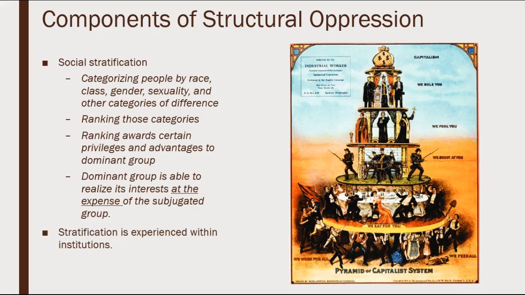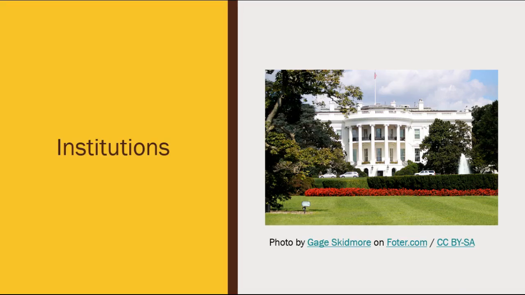And stratification is experienced within institutions. And I want to take a little time to explain what institutions are. A common misconception about any of the quote-unquote isms that exist in our society, such as racism, heterosexism, and classism, is that they are personally held beliefs. That is, many people think of these terms as personally held biases against a particular group. So, to use racism as an example, many people define racism as an individual person not liking a specific racial group because of personally held beliefs about that group.